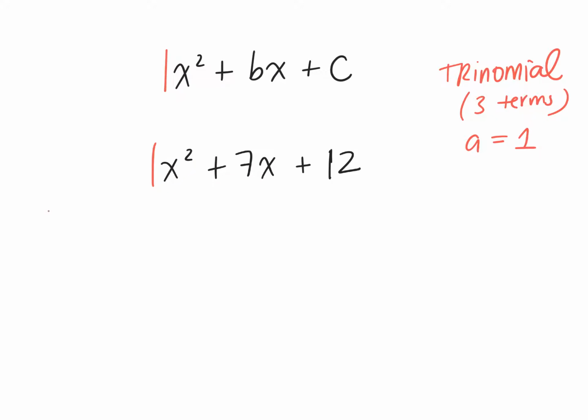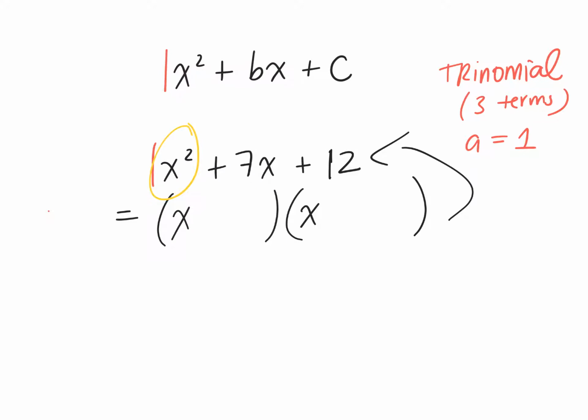Okay, so if you watch the video, you should know how to answer this. You're looking for two things that multiply together that are going to get you back to this. So what times what is x squared? Yeah, x times x is x squared. And then what do we have to do to get the other terms? We're looking for two things that multiply together to give us 12, but add up to 7. So they multiply to give us c and add up to b.